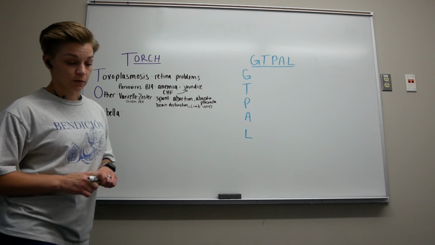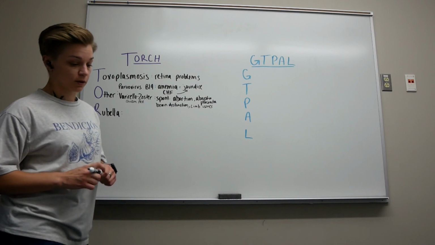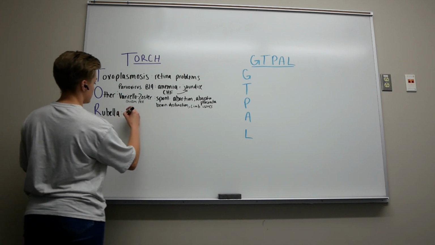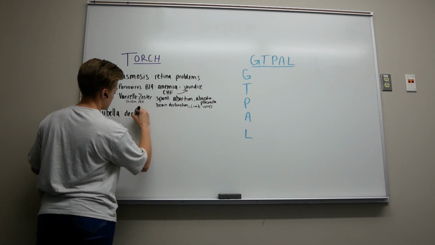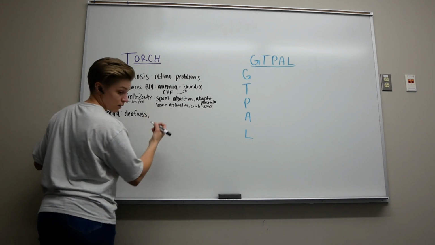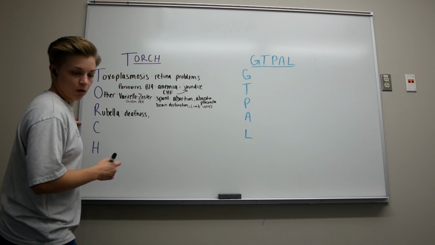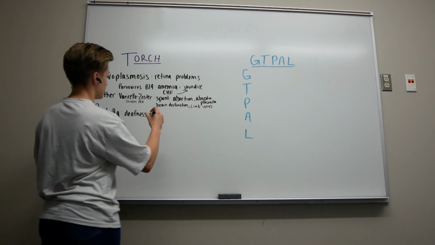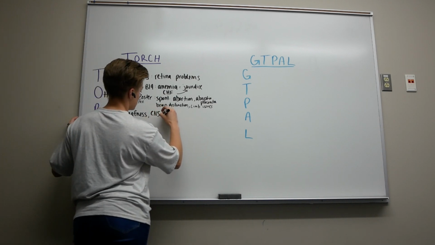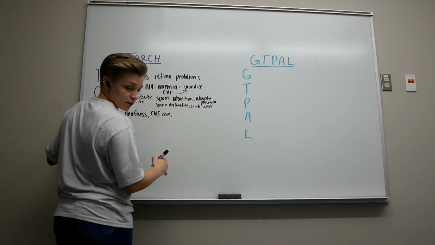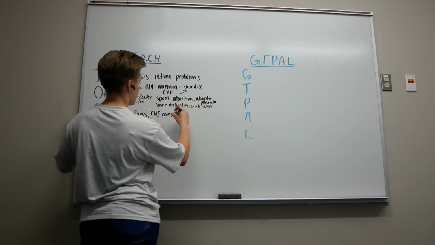So what happens with rubella is deafness. It kind of affects all areas, so it could be CNS issues. What was the other thing they said? Eye and heart defects.